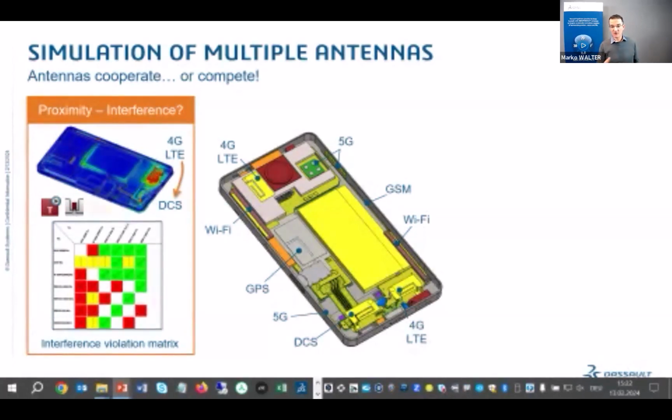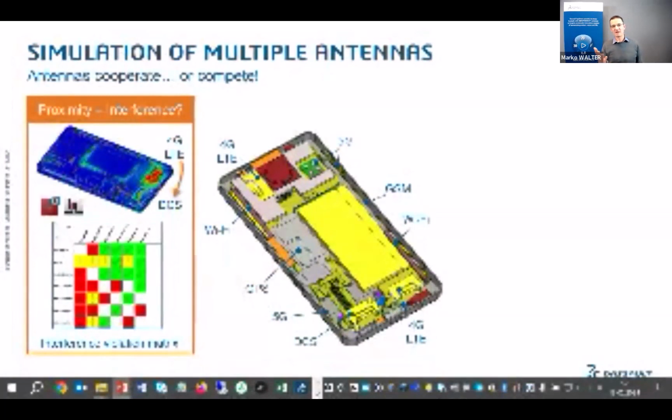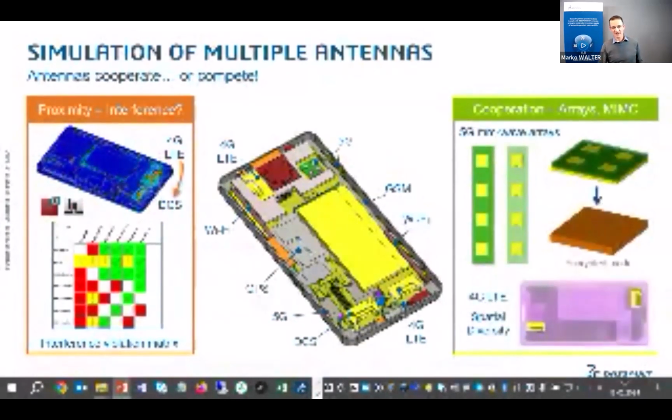Once you do simulate the entire system, you can do an RF system simulation to obtain an interference violation matrix. More about this later in one of the subsequent talks. But what that allows you to do is to understand where unacceptable performance is coming from and to design mechanisms to mitigate that interference. Of course, multiple antennas can also act in cooperation with each other.